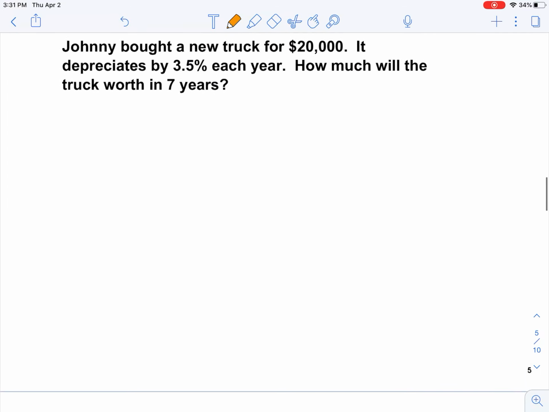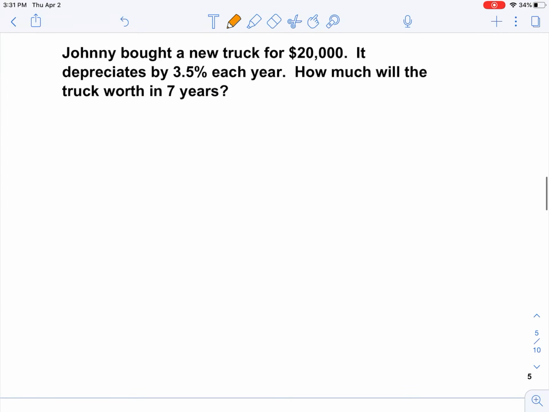Okay, let's look at the next one. All right, Johnny bought a new truck for $20,000. It depreciates. Depreciate, what does that mean? Depreciate means decrease. It decreases by 3.5% each year. How much will the truck be worth in 7 years?